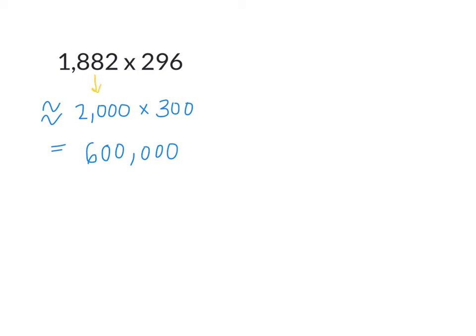Here, you'll notice that I made 18,882 bigger to get to 2,000. Yes? Same thing with this one. I made it bigger to get to that. So this estimate is going to be bigger than my actual answer will be. Right? So my actual answer is something smaller than 600,000.